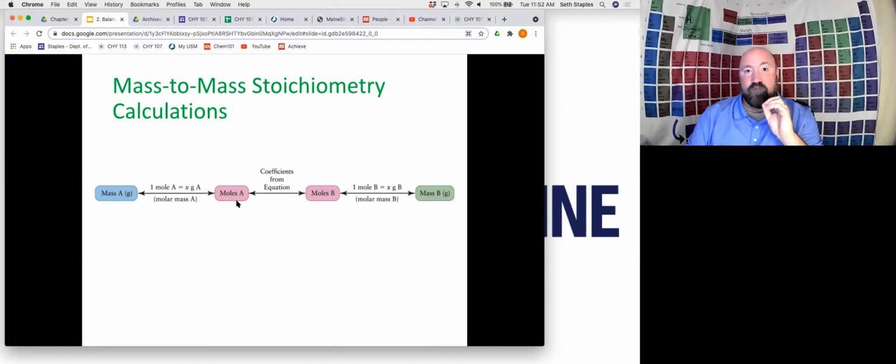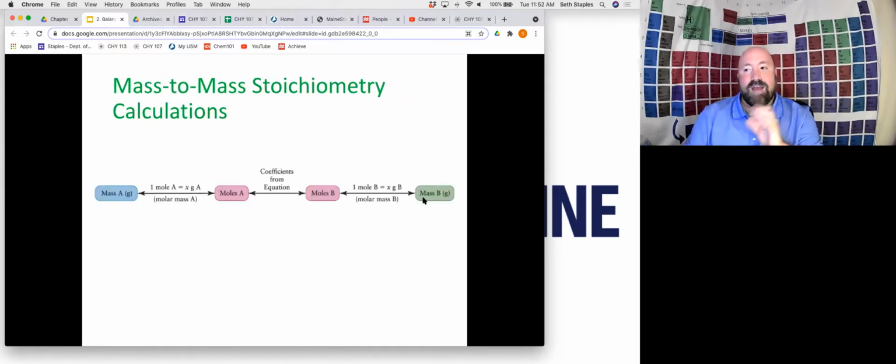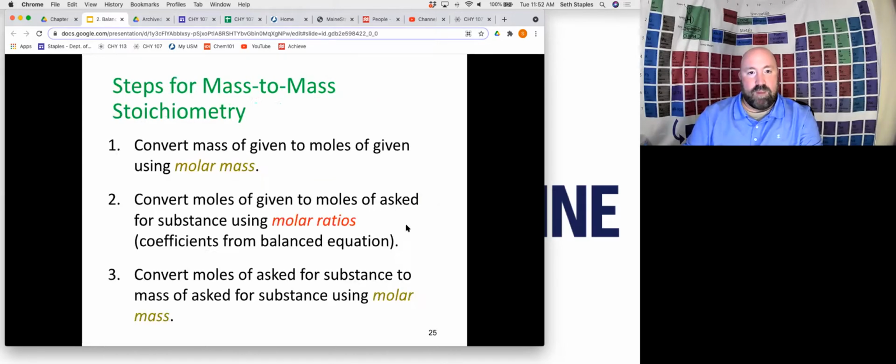We're going to use our stoichiometric ratios to convert from moles of whatever it is we were given for information to moles of whatever thing that we're looking for. And then finally use the molar mass of that new compound in order to find the mass of that compound. And this just writes that out in steps. We're going to convert the mass of whatever we're given to moles using our molar mass. We're going to convert the moles of whatever we're given to moles of whatever's being asked for using our molar ratios. And then finally convert from moles of what is being asked for to grams using our molar mass.